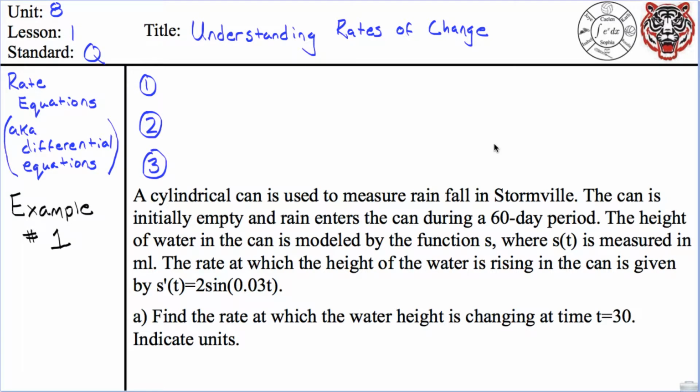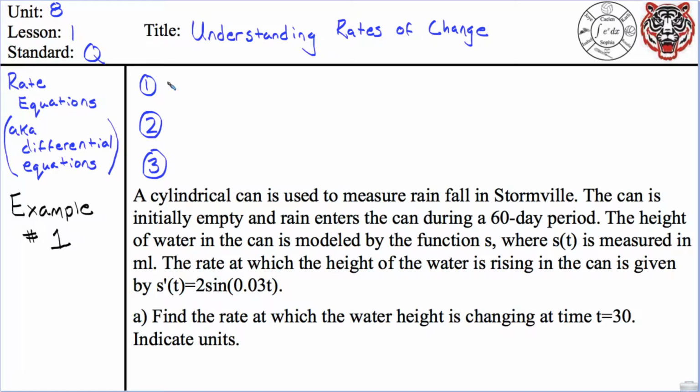This is AP Calculus Lesson 8-1. We're talking about rate equations today. Rate equations are also known as just differential equations. When I talk about a rate equation, these things measure how fast something is changing. So I'm going to write that out.